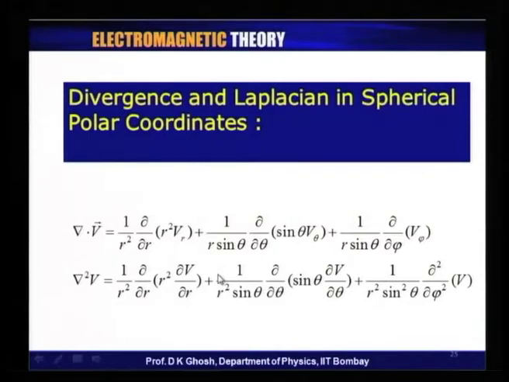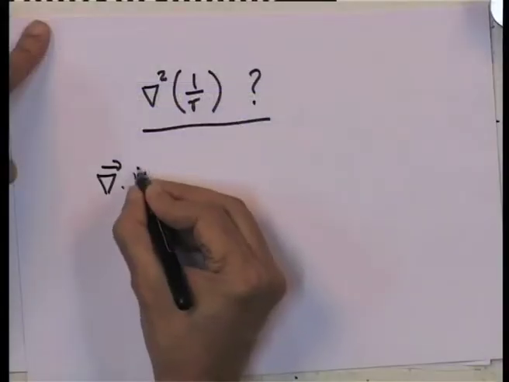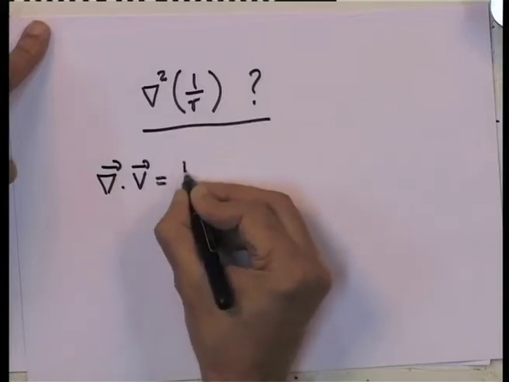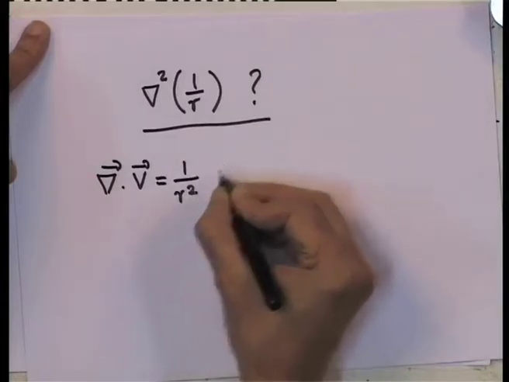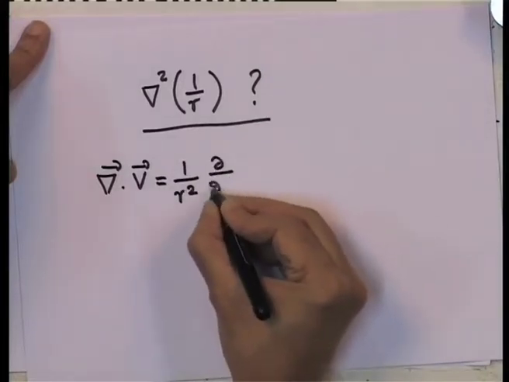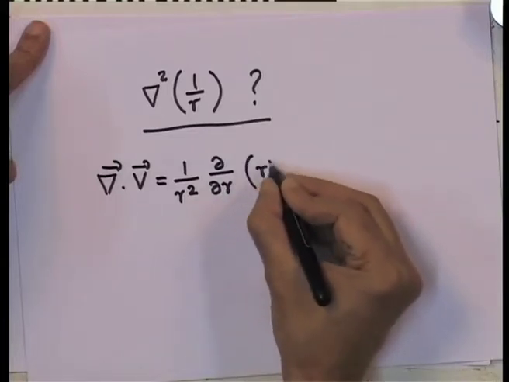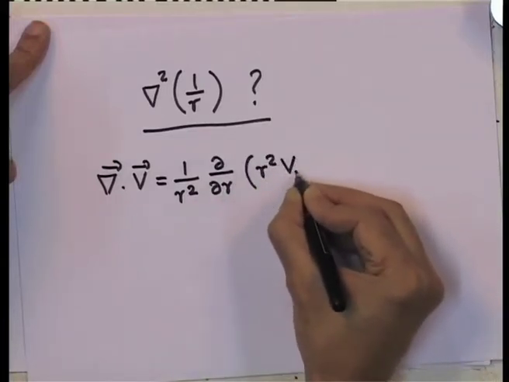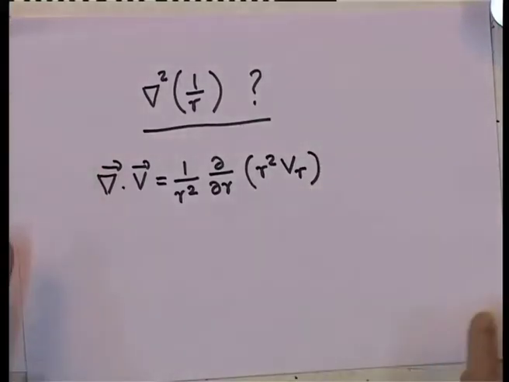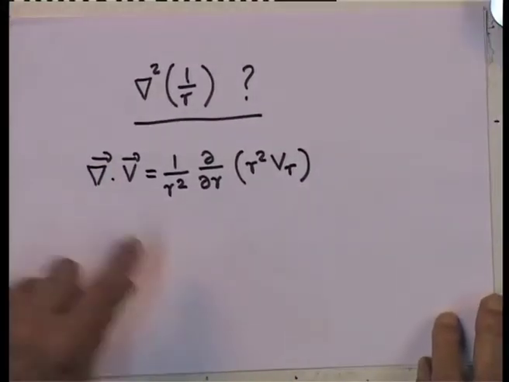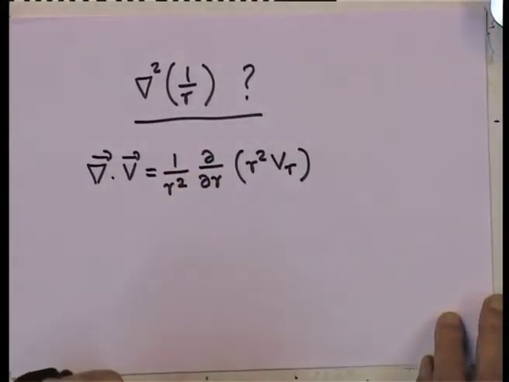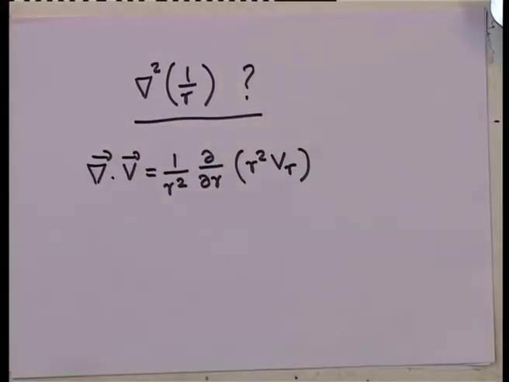So, we said del dot v is 1 over r square d by dr of r square times the radial component of v, because my vector function v does not have any theta or phi components. Okay.